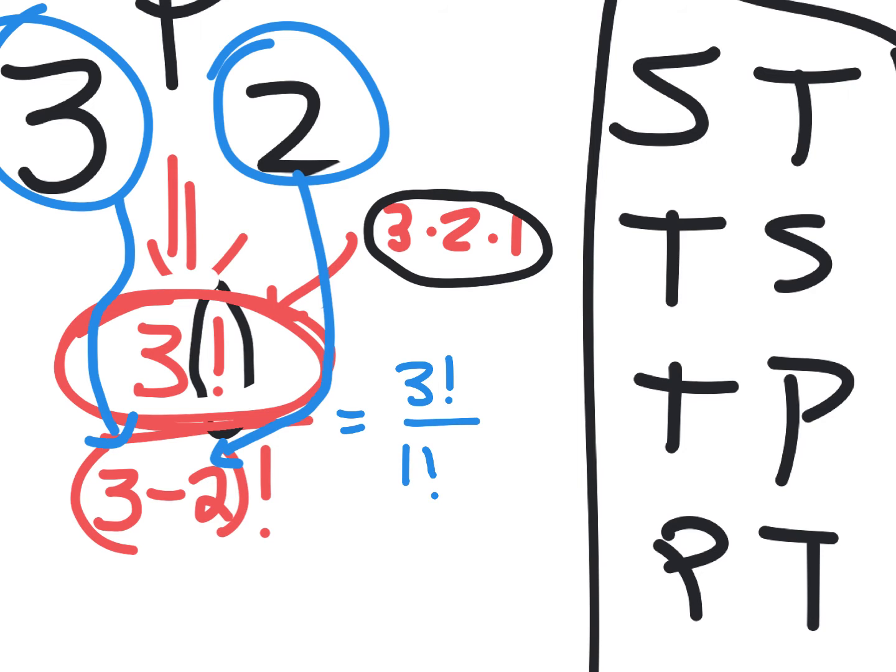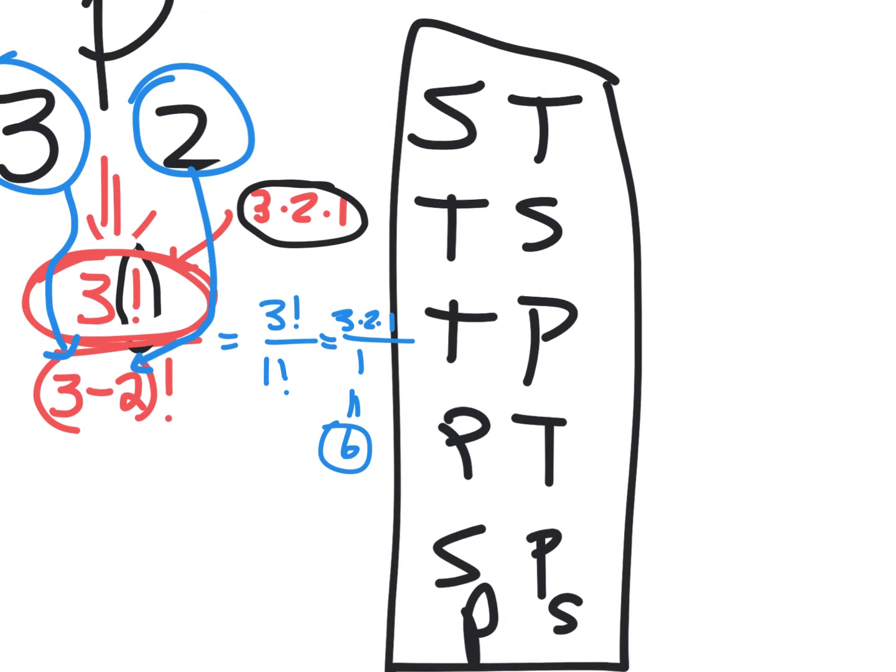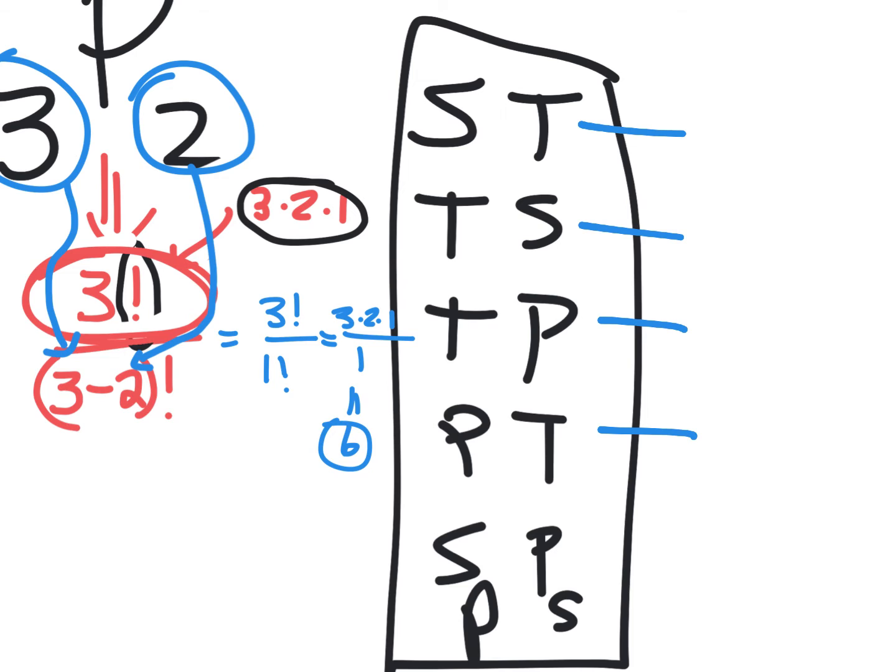If you had to guess what 1 factorial is, what do you guess that it is? 1 is correct, yes. So this is 3 times 2 times 1 over 1 factorial, which is just 1, so that's why the answer was 6. And I have all 6 of them listed right here for you. 1, 2, 3, 4, 5, and 6. Okay?